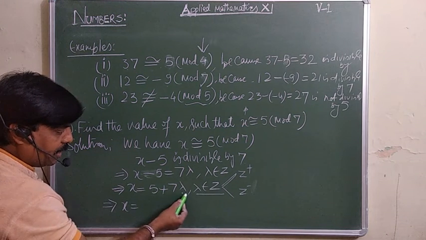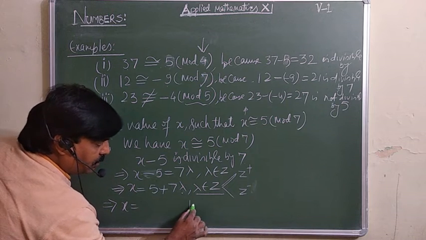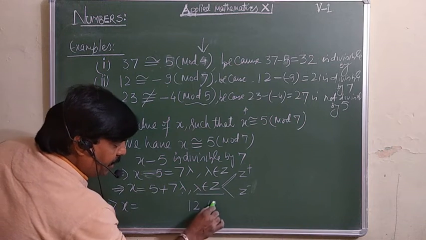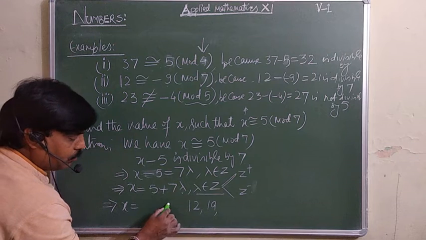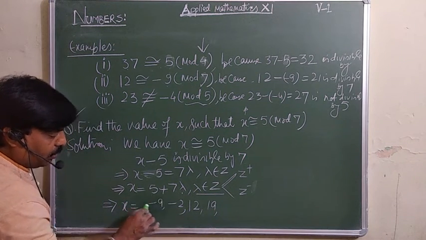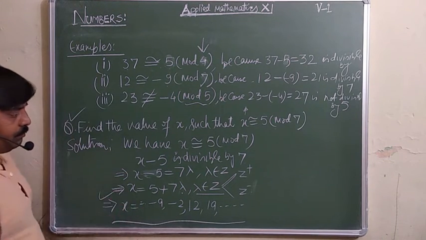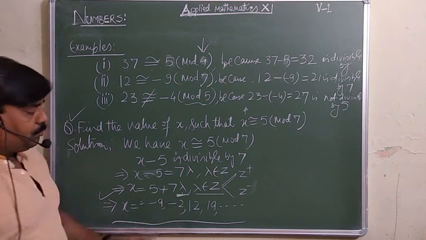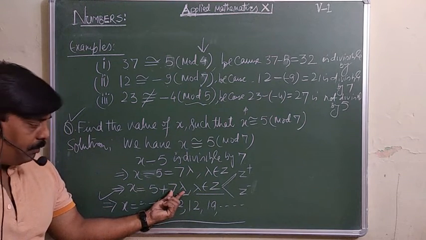Any number. Suppose I put lambda equal to 1, then we get 5 plus 7, 12. If you put 2, 14 plus 5, 19. These are the set of values of x you will get as you put values of lambda.